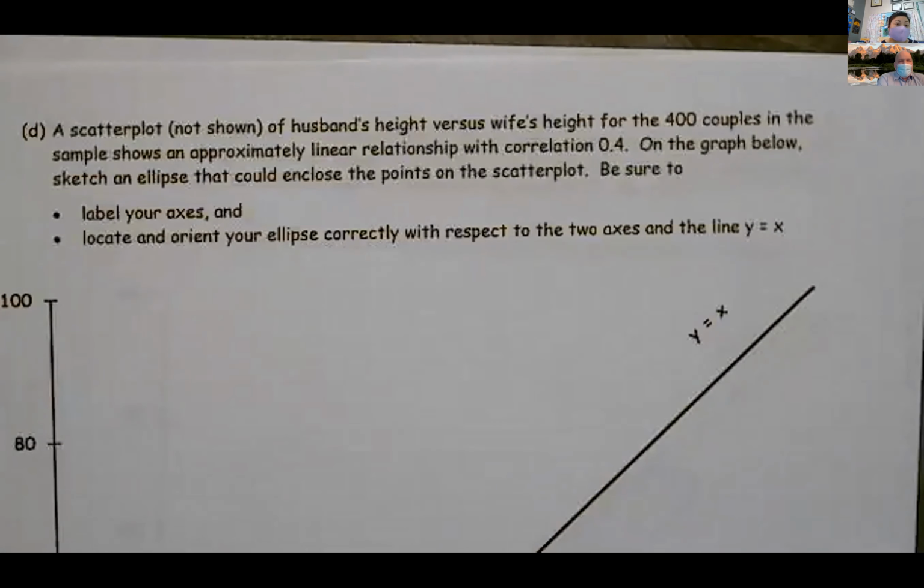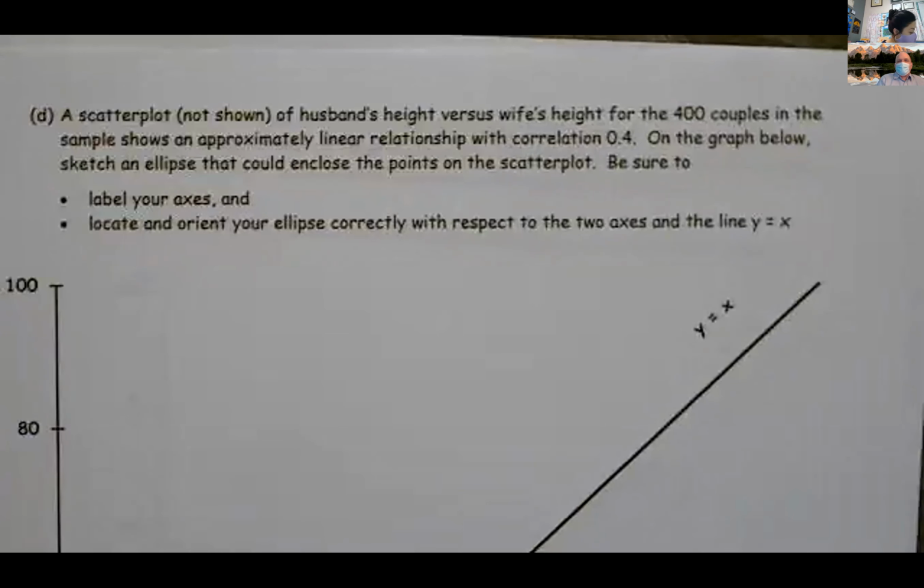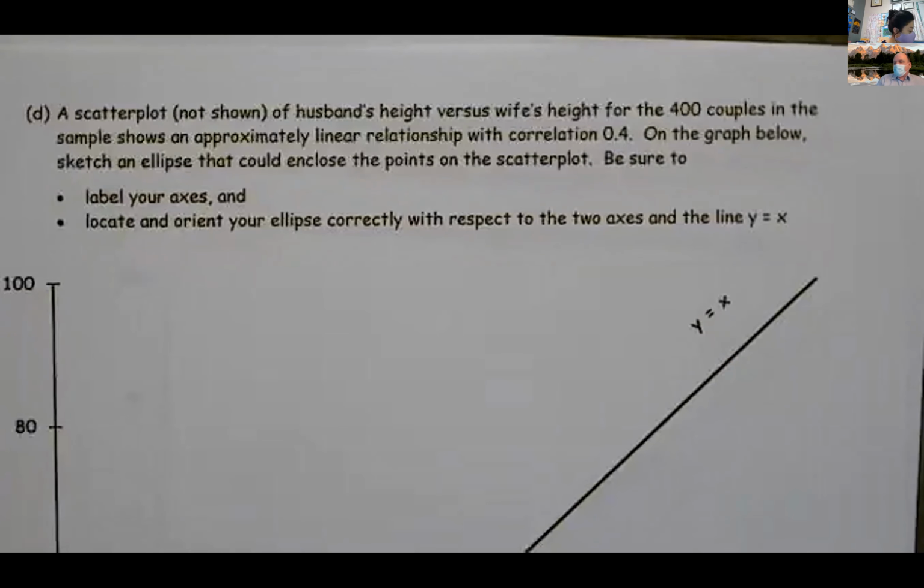On the graph below, sketch in an ellipse. Wait a second, you want me to sketch an ellipse of a scatter plot that's not shown? That could enclose the points of the scatter plot. And I'm like, are you crazy? How's that going to happen? And I really have to think. So, and then it says, be sure to label your axis and locate and orient your ellipse correctly with respect to the two axes and the lines y equals x.